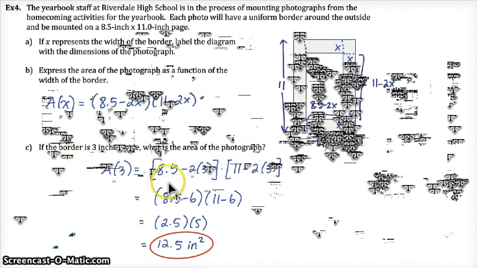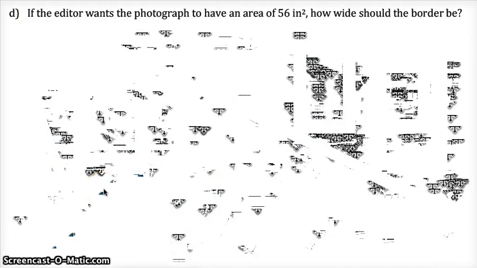If x is 3, what's the area of the photograph? Plug in 3. That's pretty quick. You could probably do that in your heads. Now, what if the editor wants the photograph to have an area of 56?